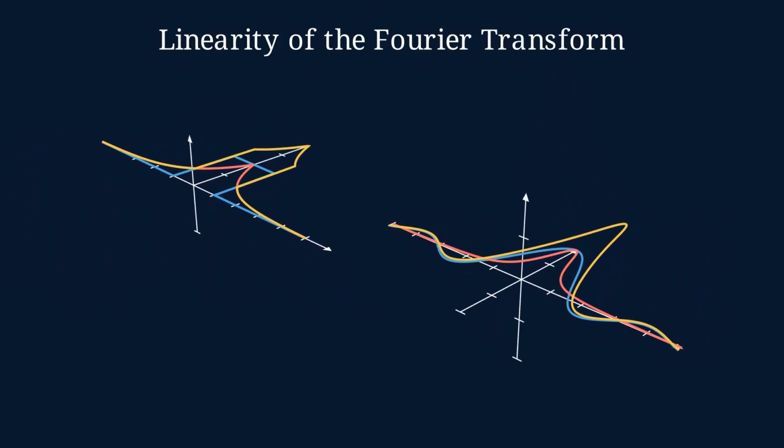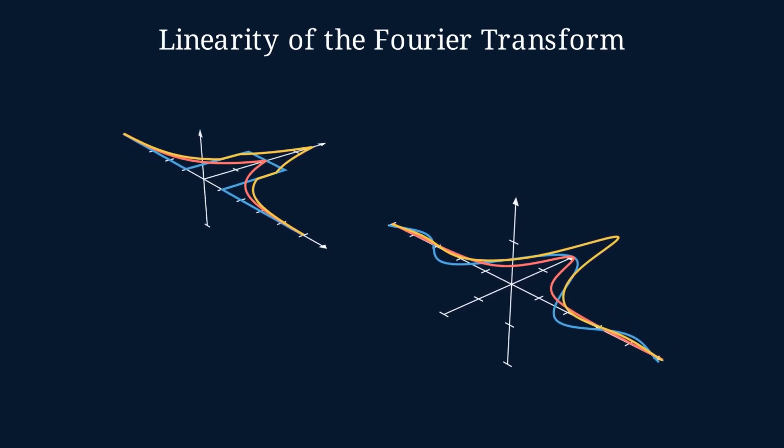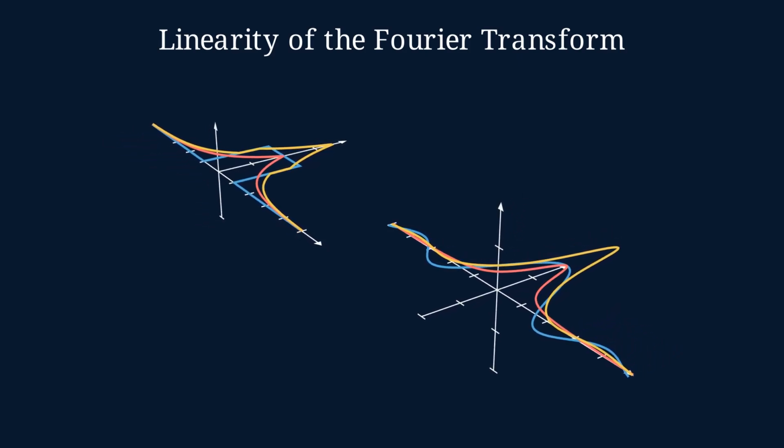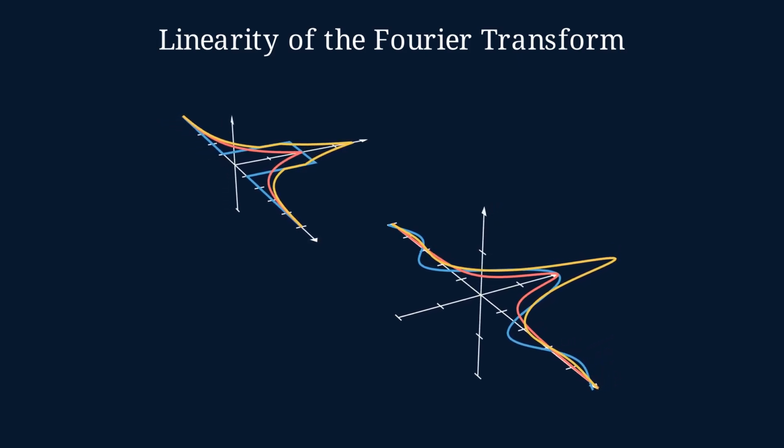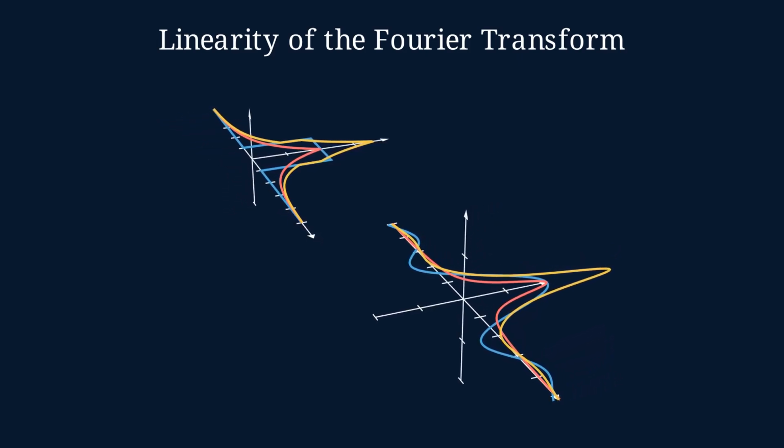Observe how modifying these coefficients changes the combined signal. At the same time, the frequency domain representation changes in exactly the same way. This demonstrates that the Fourier transform is a linear operator. The transform of a sum is equal to the sum of the transforms.